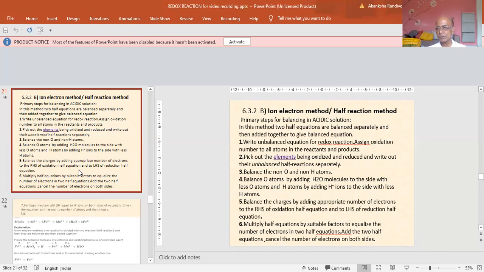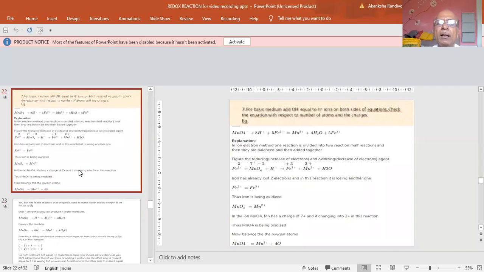जेवढे इलेक्ट्रॉन्स लेफ्ट साइडला आहेत तेवढेच राईट साइडला इलेक्ट्रॉन्स असतात आणि ते कॅन्सल करायचे इलेक्ट्रॉन्स. सो number of electrons lost becomes equal to the number of electrons gained. And then for basic medium, add OH minus equal to the H plus ions on both sides of the equation, and check the equation. And then lastly, check the equation with respect to the number of atoms and the charges.